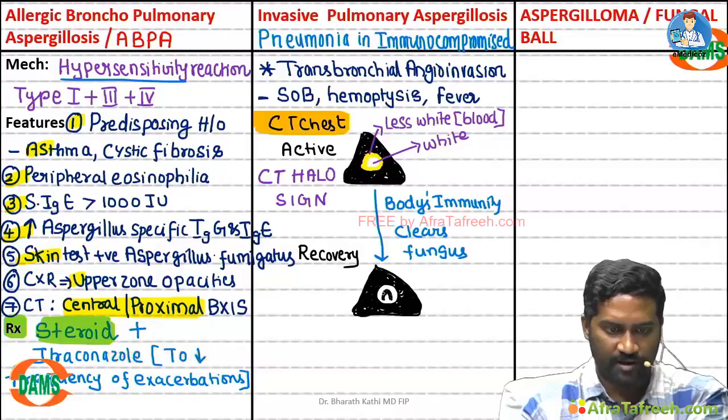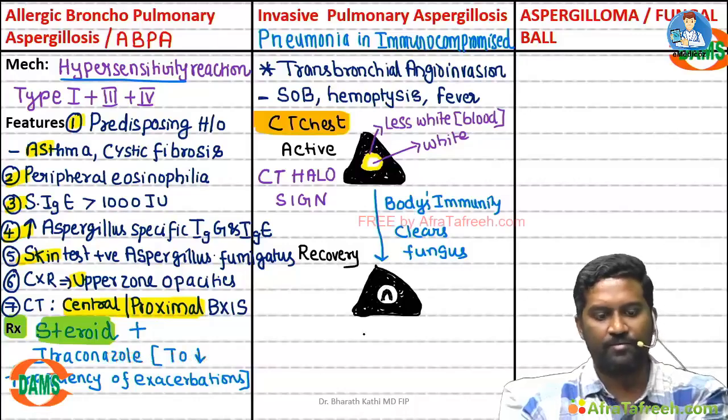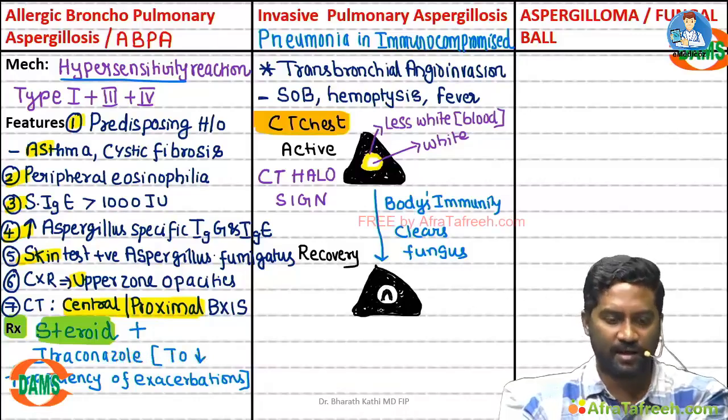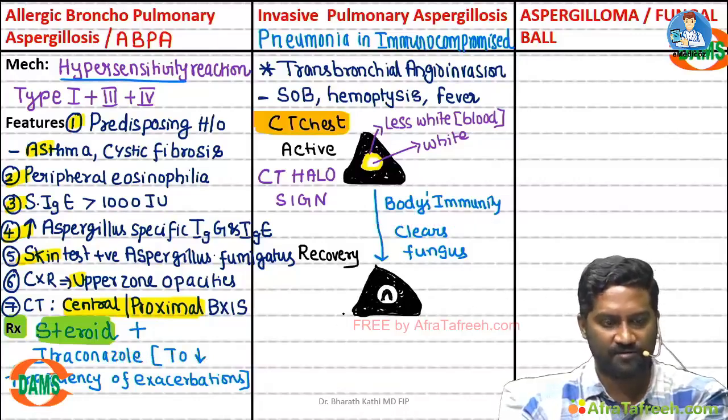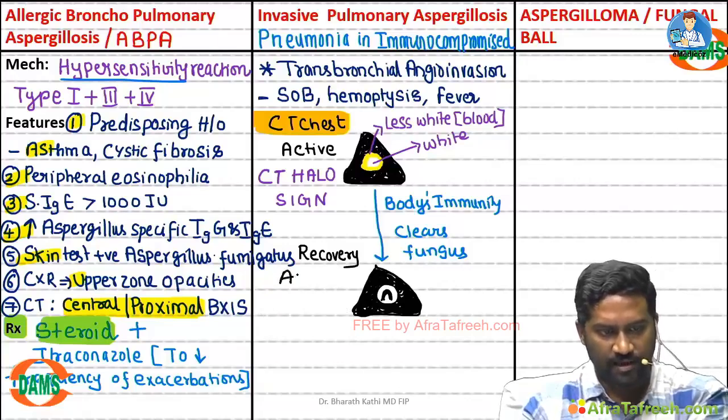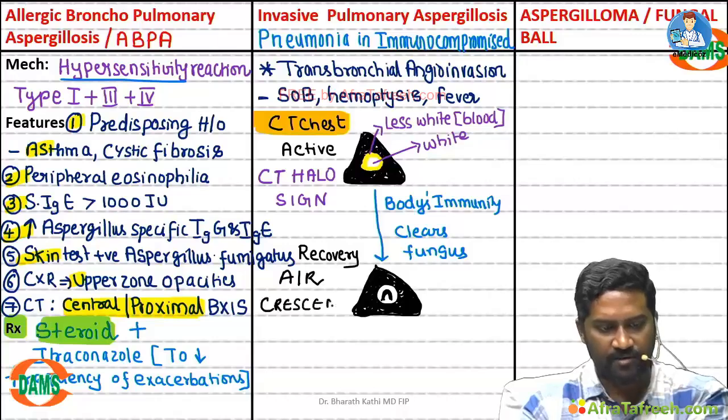And what does lung contain? Air. Now you can see air reappearing like a half moon shaped structure. What is this sign called? This is called the air crescent sign.